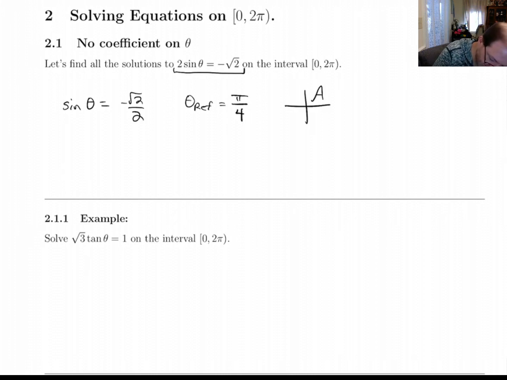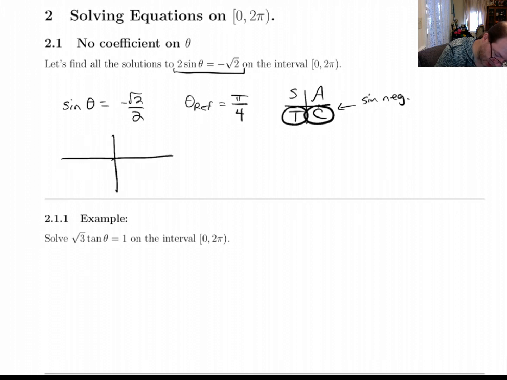Then we look at a simple trig chart, and we're trying to figure out where is sine negative. Well, sine's negative here and here. So I'm going to draw my reference angle in down here and here. My reference angle is pi over 4. This one here is going to be 5 pi over 4. And this one over here is going to be 7 pi over 4.